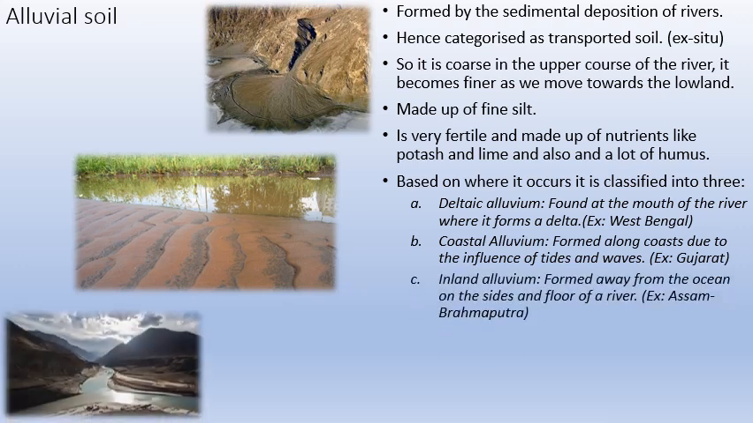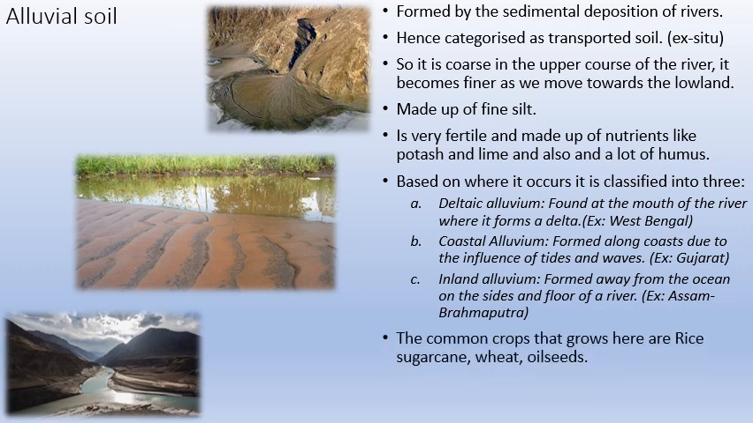Third one is inland alluvium. It is far away from the ocean. Deltaic alluvium is near the ocean. Coastal alluvium is near the ocean. But inland alluvium is far from the ocean and formed on the sides of a river or on the floor of a river. Here also you can see under the river also there is alluvium. On the side of the river also there is alluvium, and it is far from the ocean. It is near the mountains. So, for example, the Brahmaputra River in Assam or the Ganga River in UP and Bihar, all these places you will find inland alluvium. The common crops that grow here are rice, wheat, sugarcane, and oilseeds.